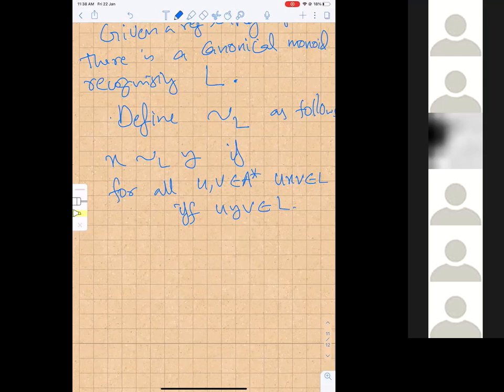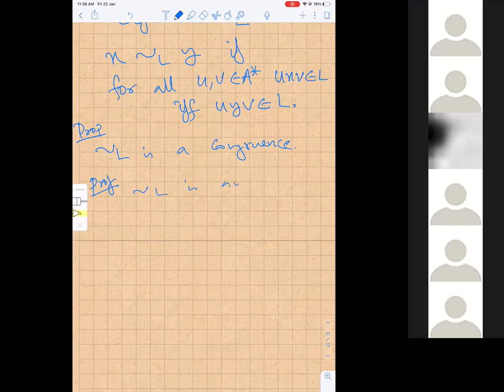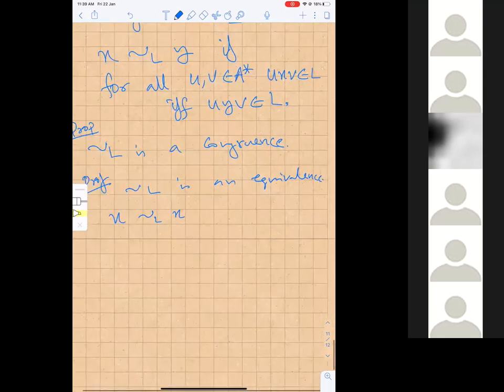Okay. Now, let's try to prove that tilde L is a congruence. So, the first step is to prove that tilde L is an equivalence. So, X is tilde L equivalent to X. Why? Because UXV is in L if and only if UXV is in L. So, X is tilde L equivalent to X.